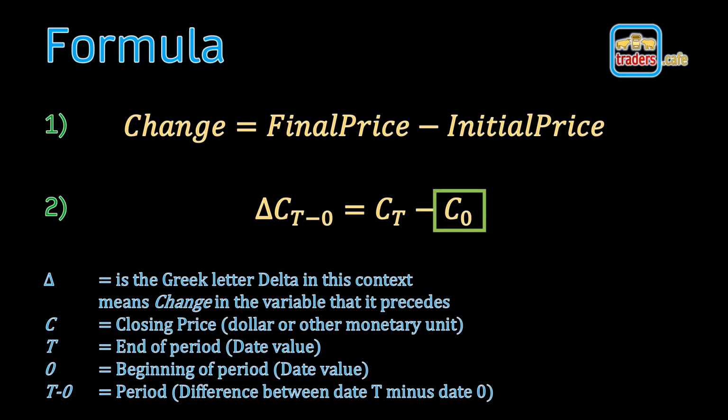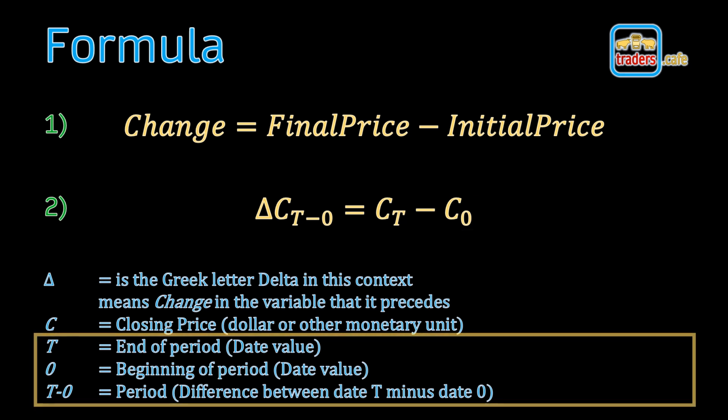C subscript 0, or C0, on the other hand, this is where we started, the closing price at the beginning of the same period. It's the initial state of our micro-example financial universe. T. This is our T for time. It's the date value when our journey ends. The closing bell rings at the end of the last trading day of the period, and the financial saga is done. 0. This little guy is the date value when our financial adventure began, the dawn of this trading period.